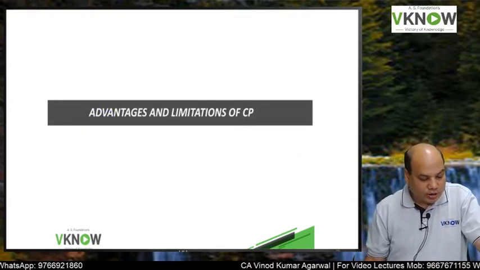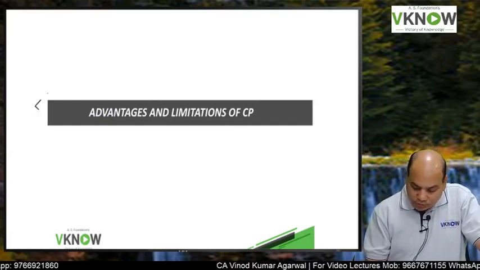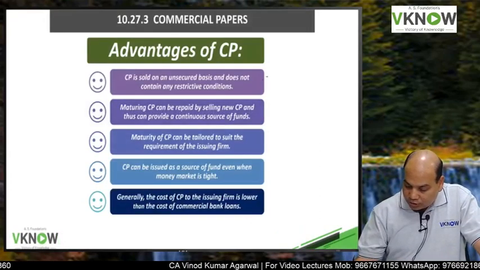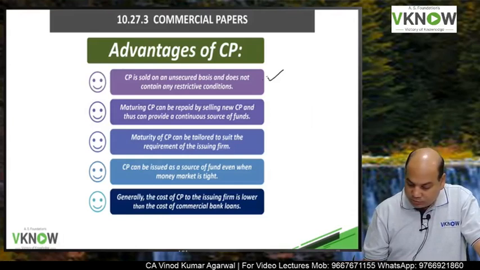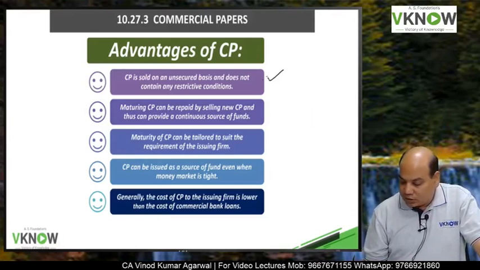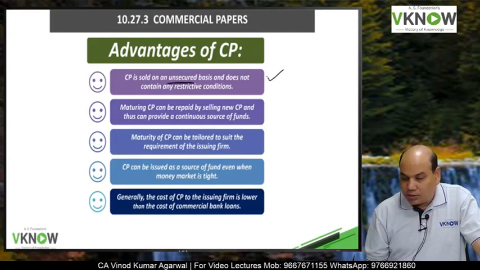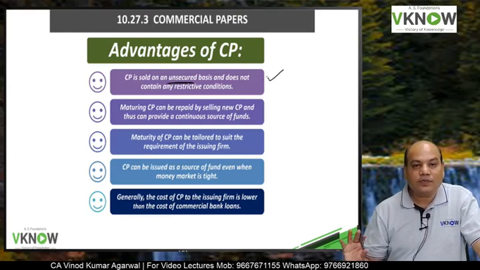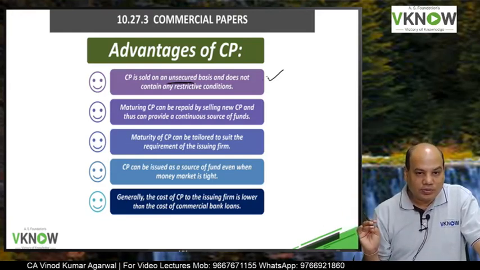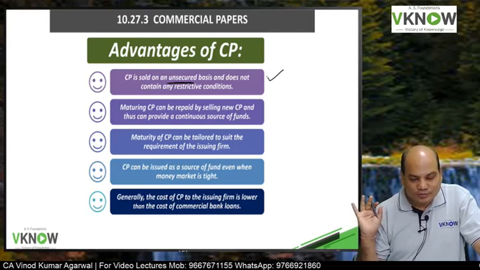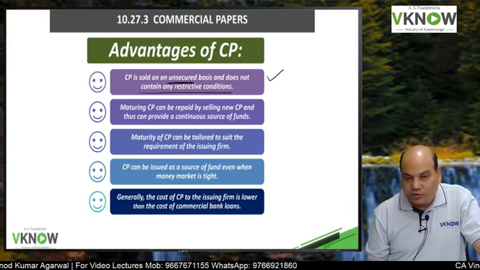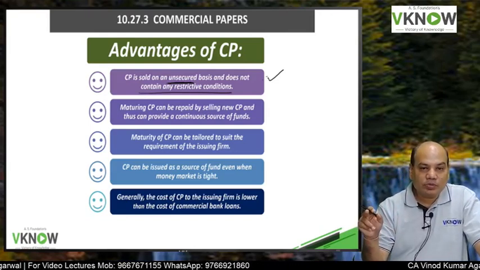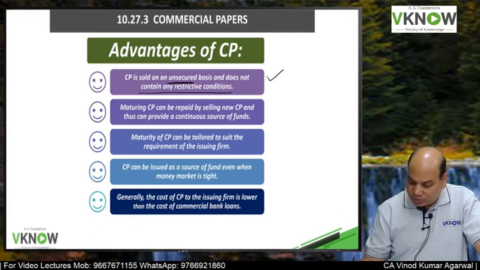They are unsecured instruments. Now the next question is, what are the advantages and limitations of commercial paper? So advantage, why will a company issue commercial paper? Already discussed, it is unsecured. So no security of the company is offered as collateral. So the company's other assets are free from collateral. They can be used for other loans. And it does not contain any restrictive conditions also, because you are not taking a bank loan, you are raising funds from the public. So there are fewer restrictions on commercial paper.